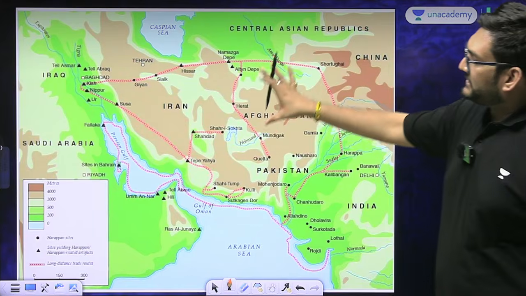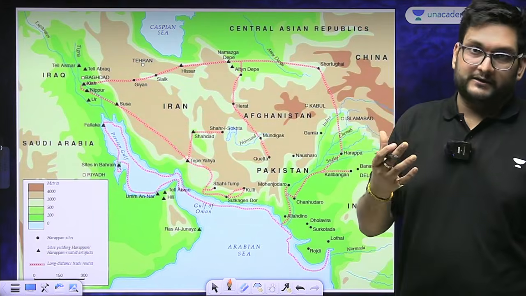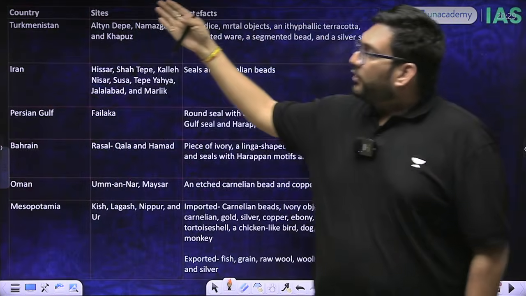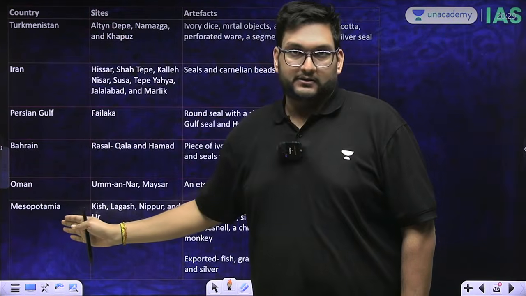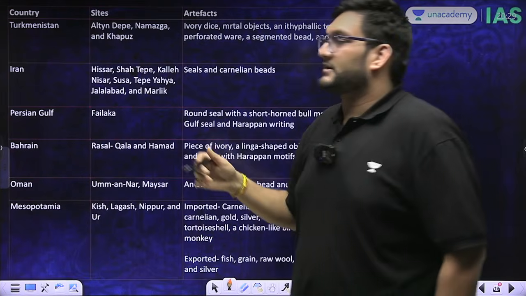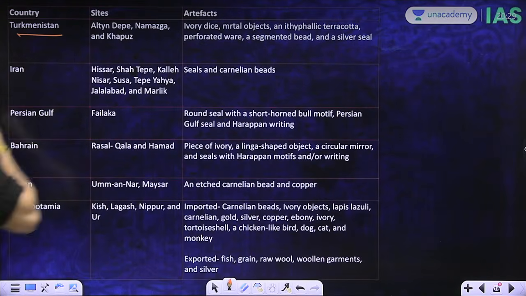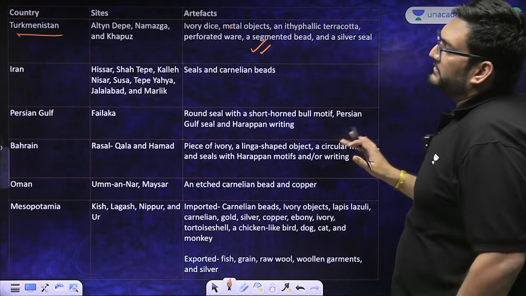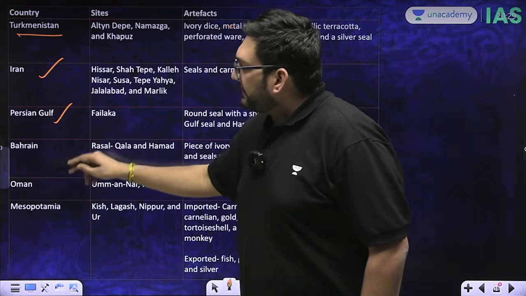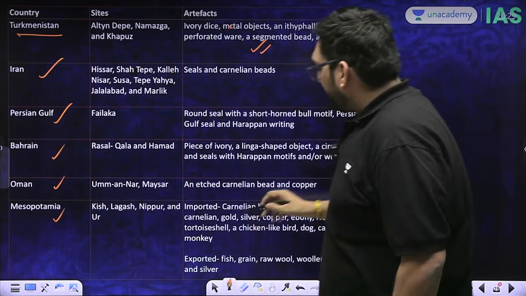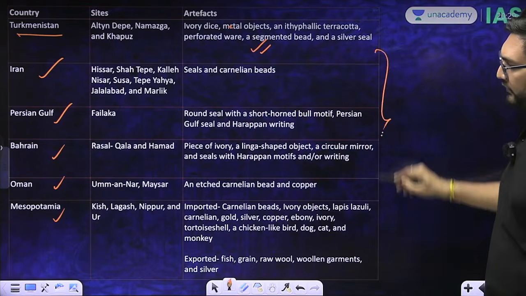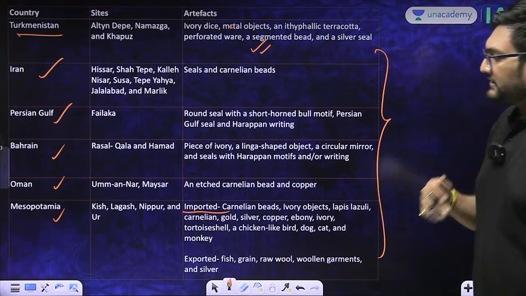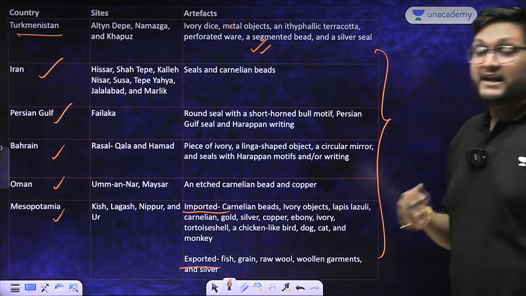But this connection shows movement. And if you go by what was coming into the Harappan civilization, it is even more interesting. For example, Turkmenistan was sending in ivory, dye, metal objects, a lot of different aspects were coming through. Iran, Persian Gulf, Bahrain, Oman, Mesopotamia, all these sites. We have found, for example, in Mesopotamia, multiple things were imported, multiple things were exported.